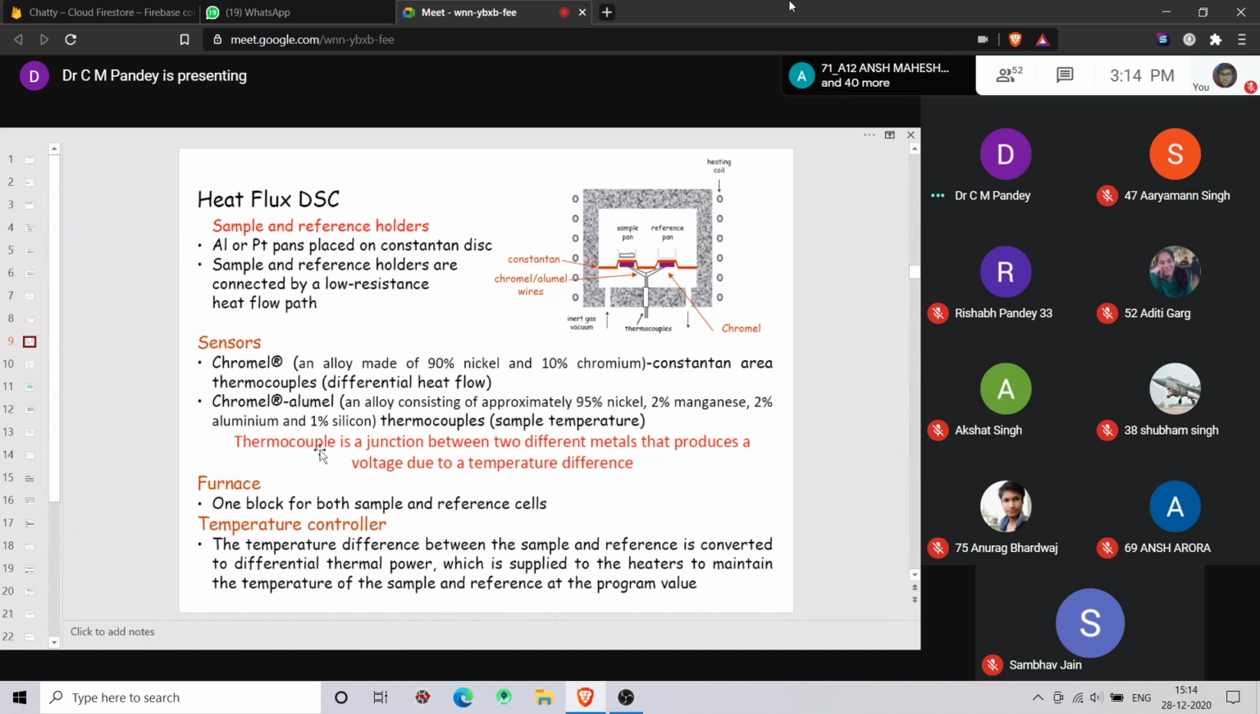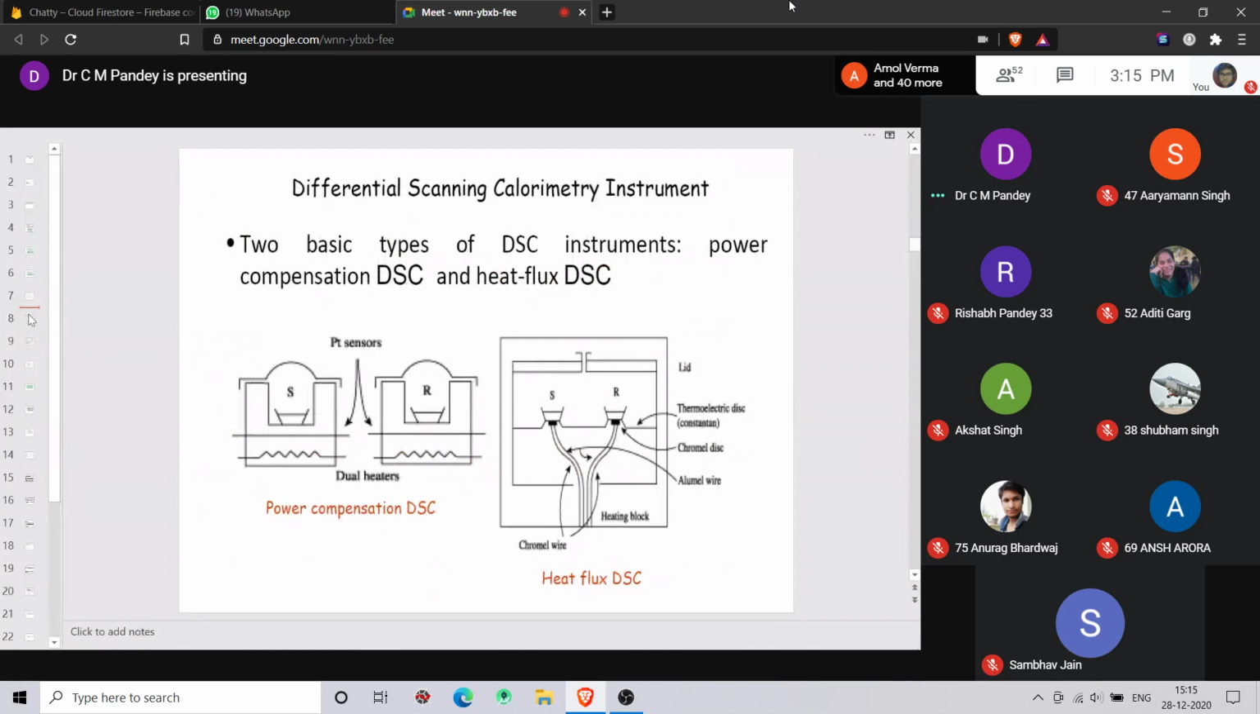Now here both the reference pan and the sample pan are connected with a thermocouple, that is a junction between two different metals that produces a voltage due to temperature difference. So this measures the temperature difference between the reference and the sample pan, and the temperature difference between the sample and reference is converted to differential thermal power, which is supplied to the heater to maintain the temperature of the sample and reference at the program value. So these are two types of DSC instruments: power compensation DSC and heat flux DSC.